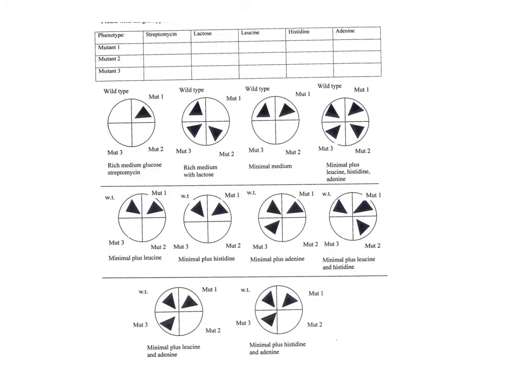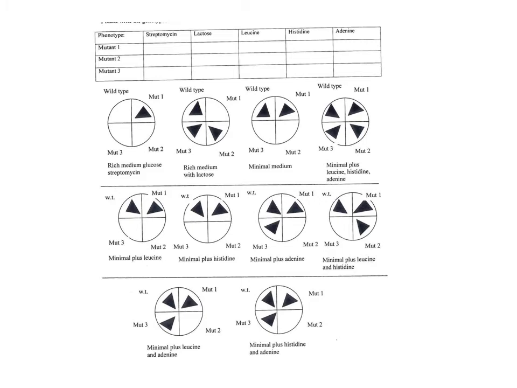The next plate is rich medium with lactose as a sole carbon source, and now we're going to see if the cells are lac plus or lac minus. Remember that lac plus means the cell can use lactose as a carbon source, not that it requires it. The wild type is lac plus. The first mutant does not grow, so that one's lac minus. Mutants 2 and 3 do grow, so those are lac plus. We'll fill those into the table on the next slide.